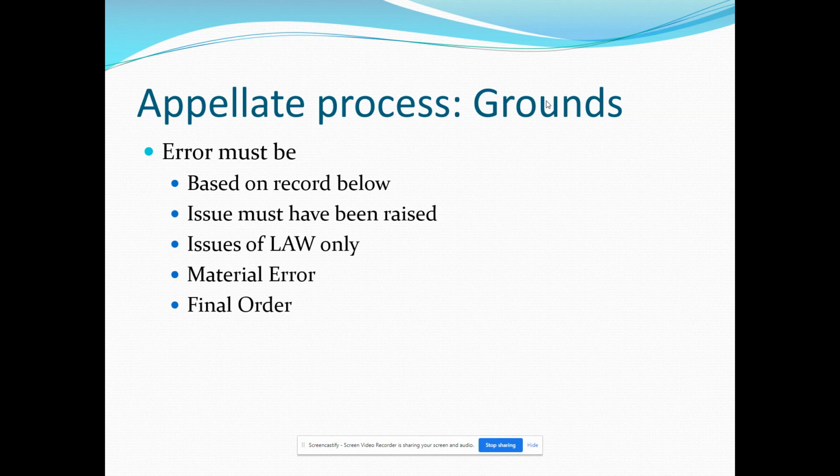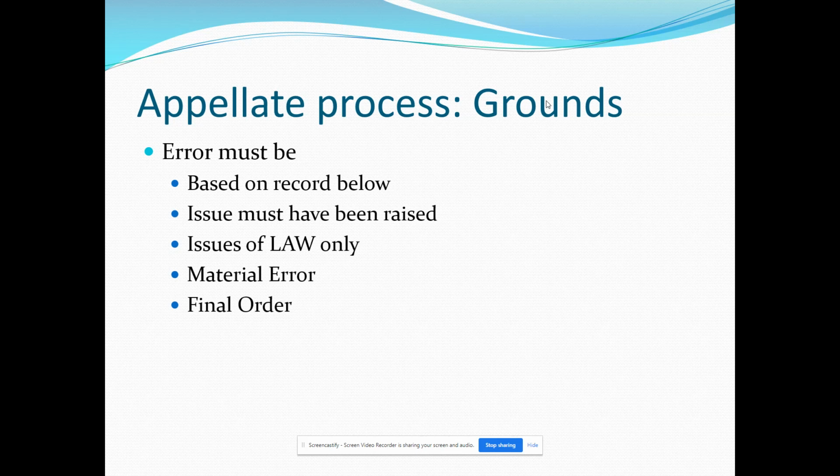It can only be issues of law. It has to be what's called material error. So if you just make a decision that doesn't really affect the final outcome, the appellate court will say maybe the trial court made an error, but it was not material. It did not affect the jury's decision, and they won't allow the appeal then, or they'll call that harmless error.